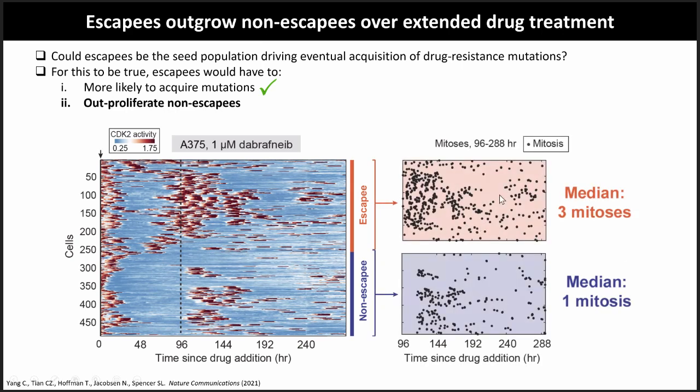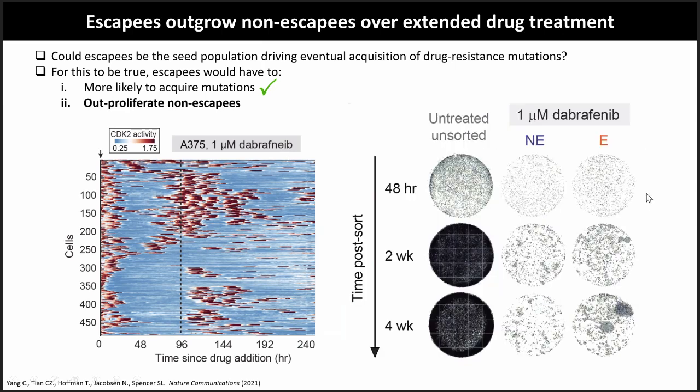And this is maybe even clearer when we plot each mitosis as a black dot in the 2 populations, and we see about 3 times more mitoses in the initial drug SKPs. We also looked over longer terms by FACS sorting SKPs in column 3 compared to non-SKPs in column 2 after 3 days of treatment, and followed the same well over 4 weeks. And again, we saw higher proliferation in the SKPs. So this checks the second box as well, that SKPs outproliferate non-SKPs over extended drug treatment, and suggests they indeed could be driving eventual drug resistance.